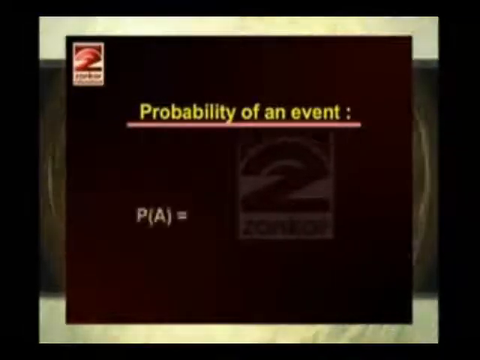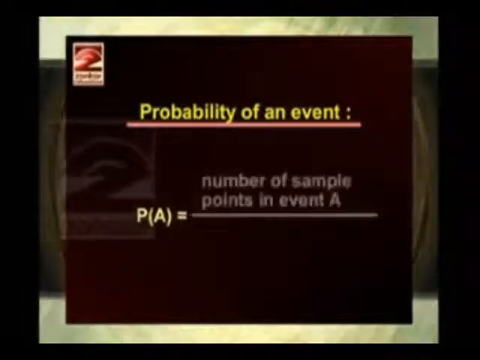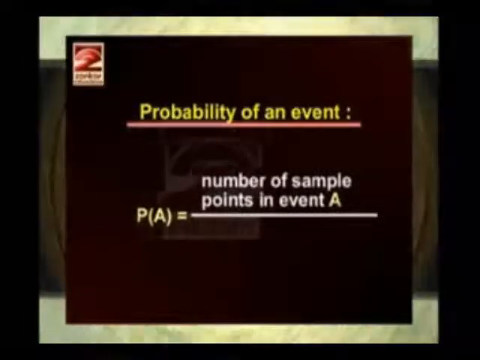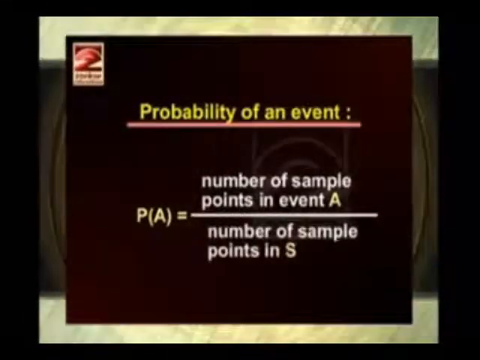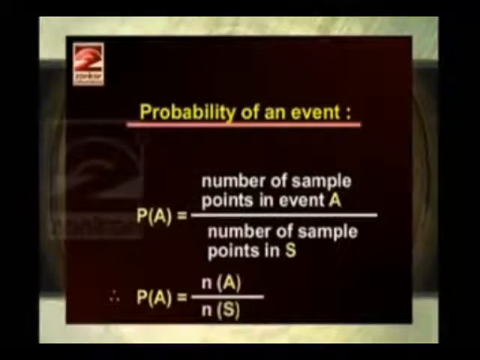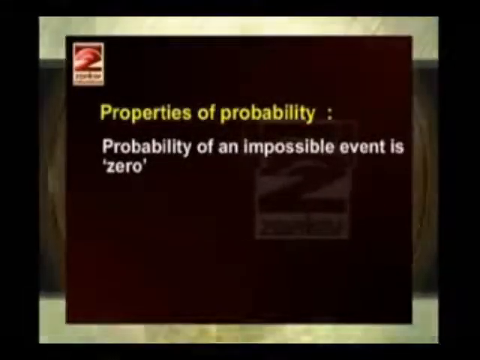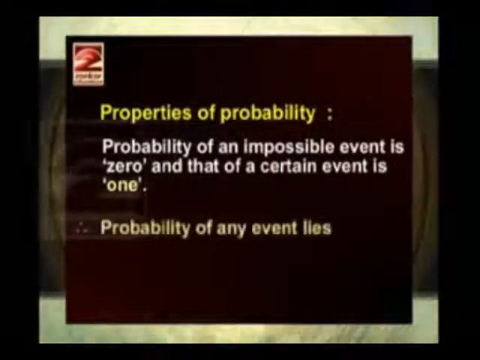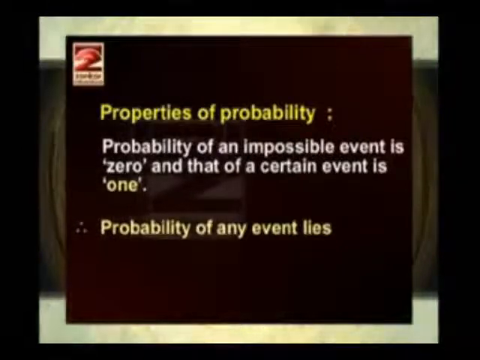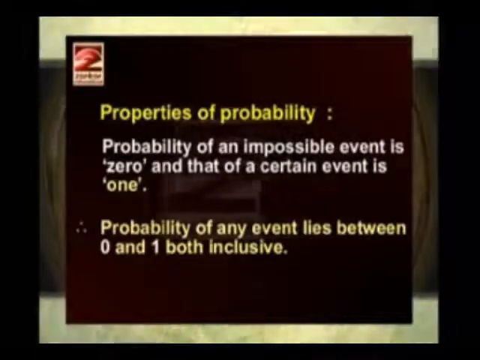Now we'll see the probability of an event. The probability P(A) of event A is equal to the number of sample points in event A upon the number of sample points in S. Therefore P(A) is equal to n(A) upon n(S). The probability of an impossible event is 0 and that of a certain event is 1, and therefore the probability of any event lies between 0 and 1, both inclusive.